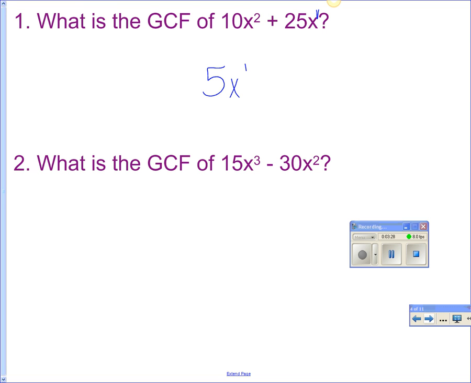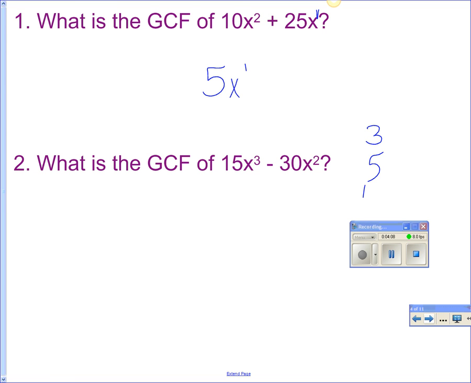All right, write down number 2. 15x to the third minus 30x squared. 15x to the third minus 30x squared. All right, Ethan H., what number will go into 15 and 30? 5, good. Chad, is there any other number that goes into 15 and 30? Daniel? Yep, 3. Chuck? 15.